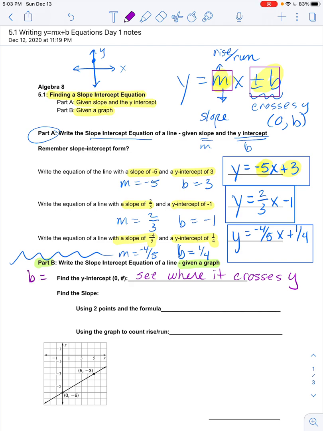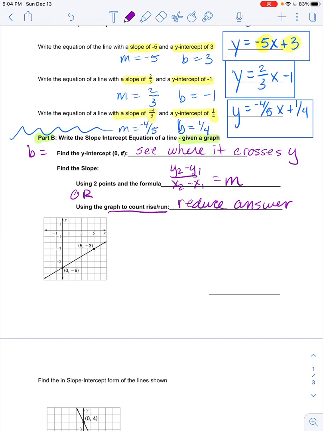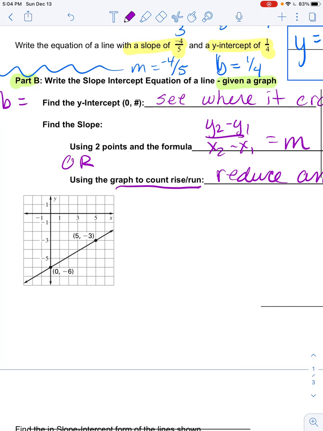Then to find the slope, you have to go back to what we learned about it before. You can do one of these two ways. You can use 2 points on the graph and then do the formula where you would take y2 minus y1 over x2 minus x1 to get the slope. Or you can, if you feel more comfortable, use the graph to count the rise over the run, keeping in mind that you have to reduce your answer. So let me show you a couple of examples of this, because this is a little trickier than part A. So let's pretend that this is my graph. I need to find m and I need to find b.